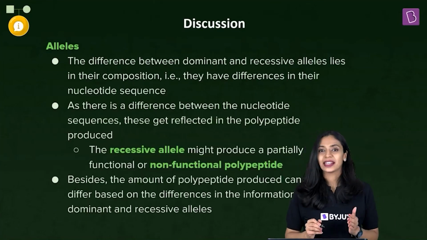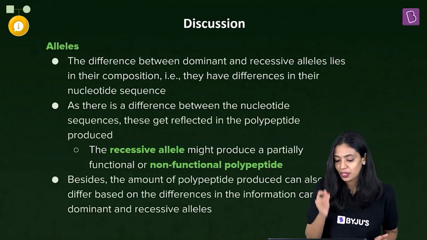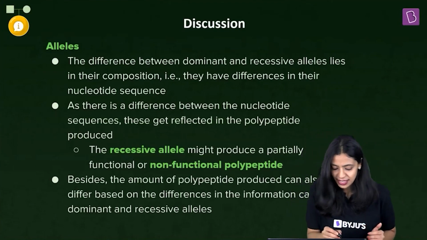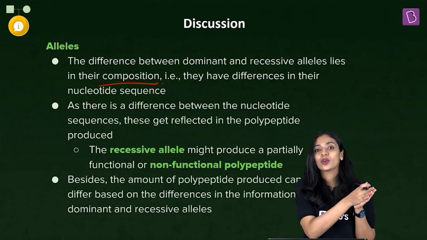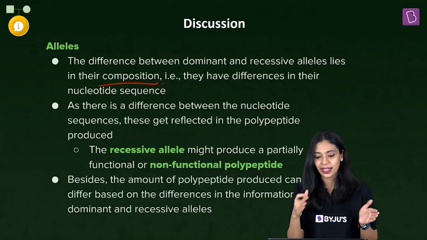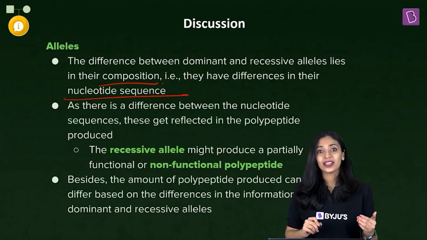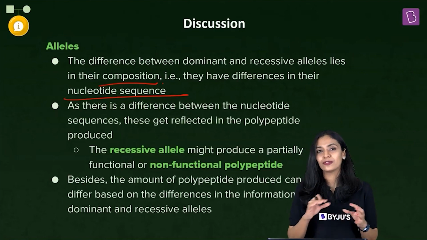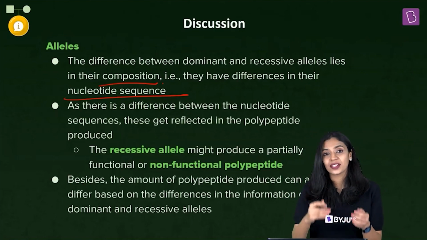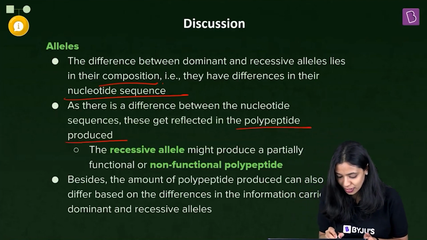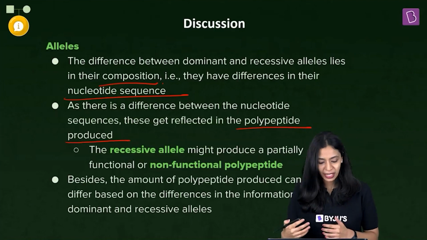Now, what exactly is the difference between a dominant allele and a recessive allele? The difference lies in their composition. What exactly does that mean? It means that the sequence of deoxyribonucleotides in their DNA will be different. So they have a difference in their nucleotide sequences. Because of this, the information essentially is different, right? So because there is a different kind of information, it gets reflected even in the polypeptide produced. The sequence of the polypeptide produced will be different.